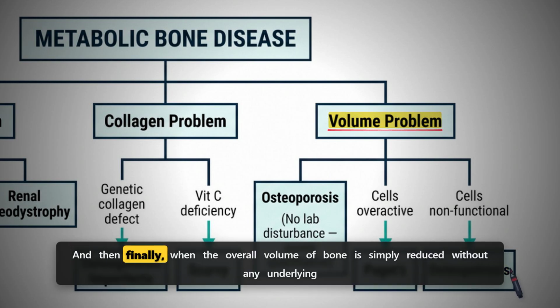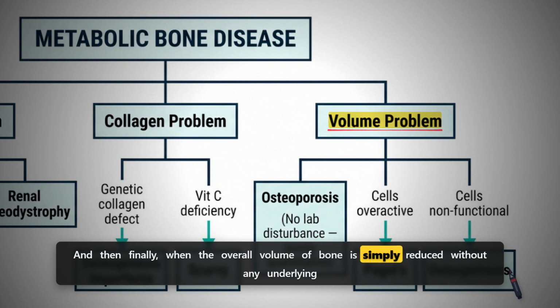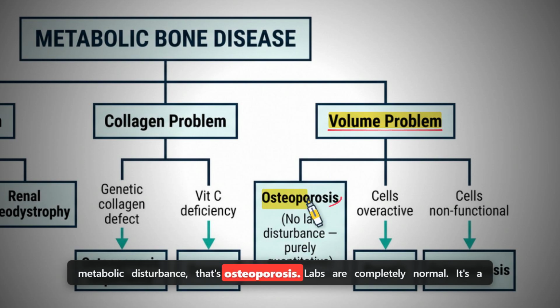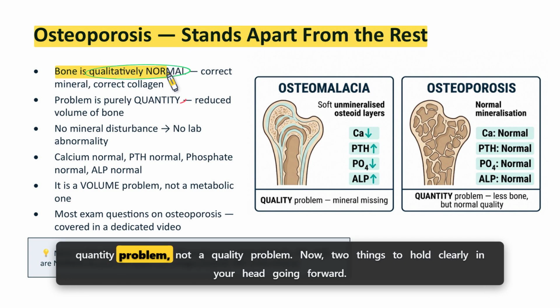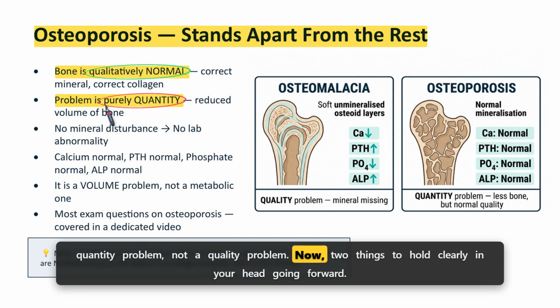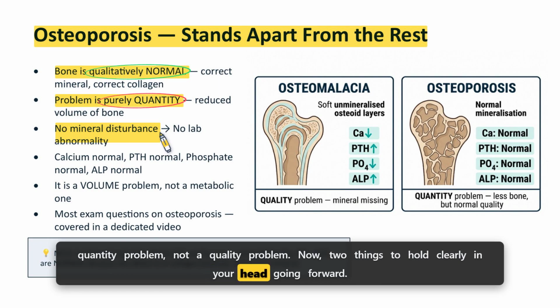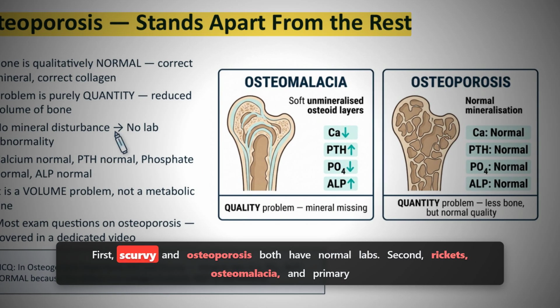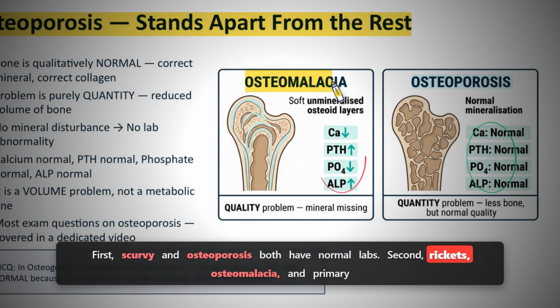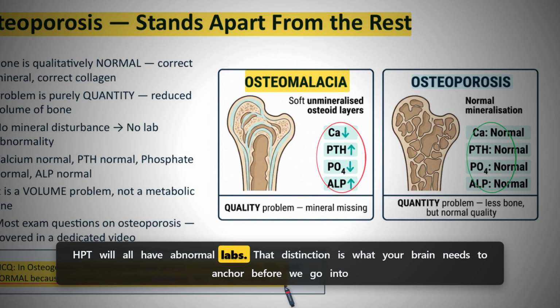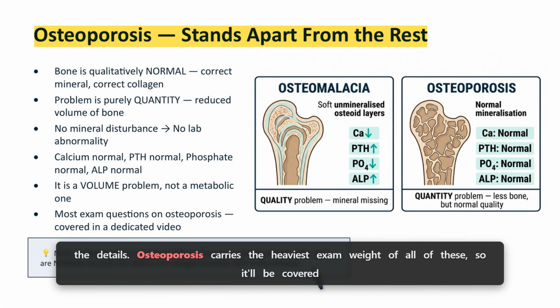And then finally, when the overall volume of bone is simply reduced without any underlying metabolic disturbance, that's osteoporosis. Labs are completely normal. It's a quantity problem, not a quality problem. Now, two things to hold clearly in your head going forward. First, scurvy and osteoporosis both have normal labs. Second, rickets, osteomalacia, and primary HPT will all have abnormal labs. That distinction is what your brain needs to anchor before we go into the details.